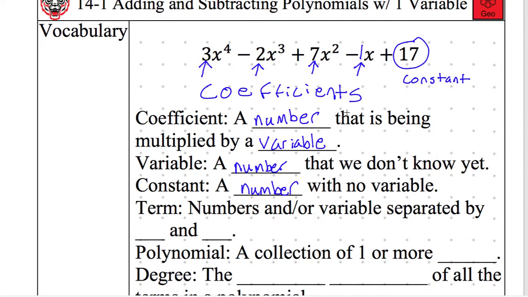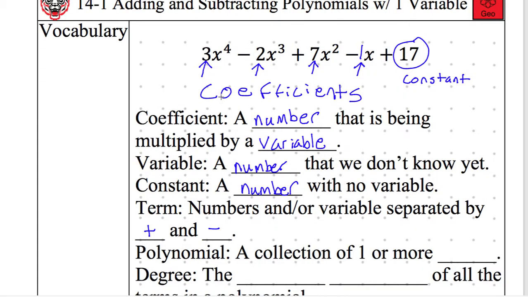All right. Finally getting to some things that you might not remember. A term. It's a number and or a variable separated by these 2 operations. What 2 operations are terms separated by? Think back to kindergarten. Easiest operations you know. Anna. Plus and minus. Thank you, Anna.